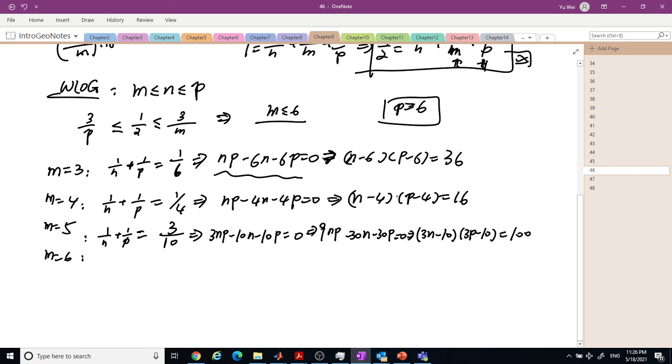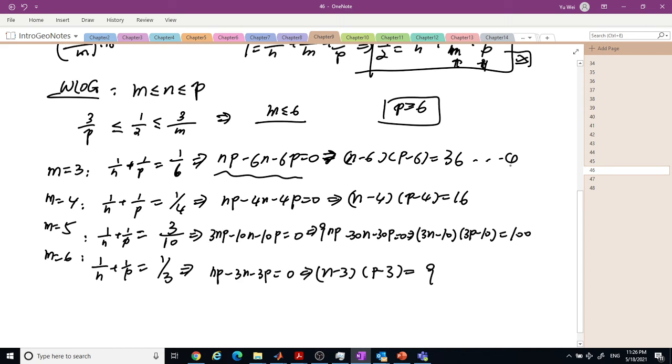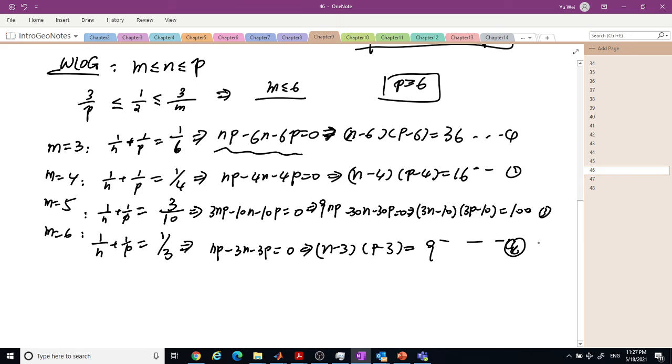Okay, the final one is 6, right? It's 1 over n plus 1 over p is equal to 1 over 3. Now we can further factorize it: np minus 3n minus 3p is equal to 0. Then we have (n minus 3)(p minus 3) equals 9. Okay, so we have 1, 2, 3, and 4. Now we need to find the integer solutions to all these 4 equations. Let's do them one by one.